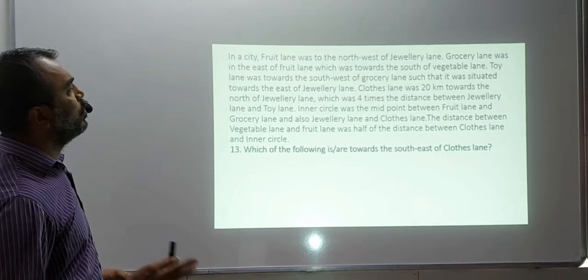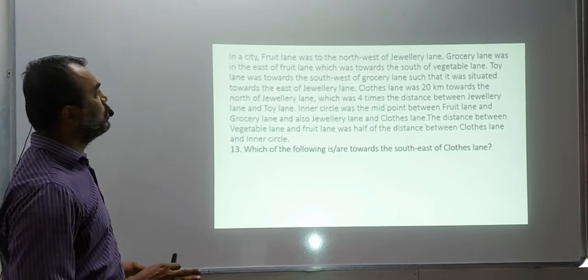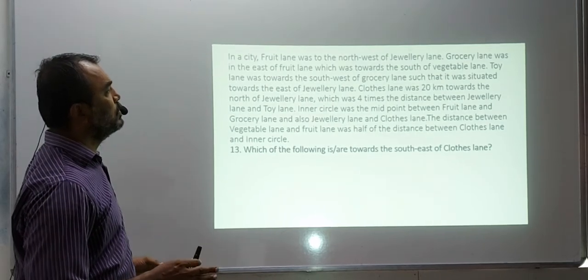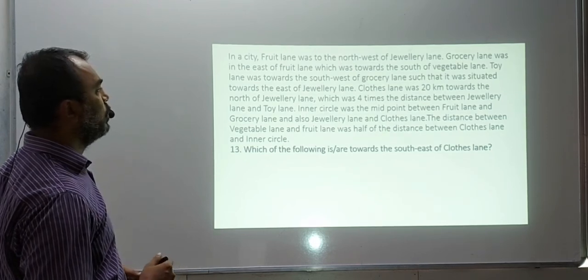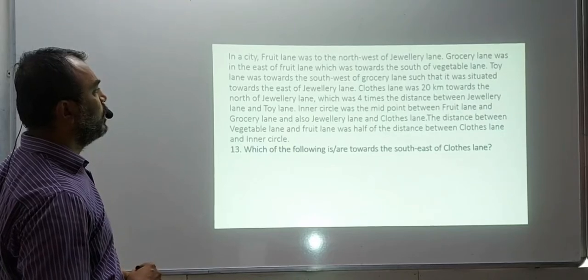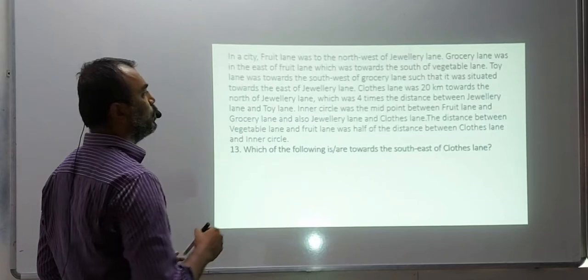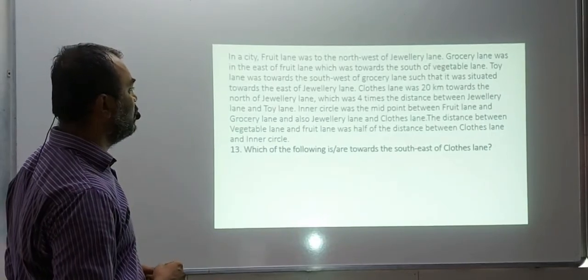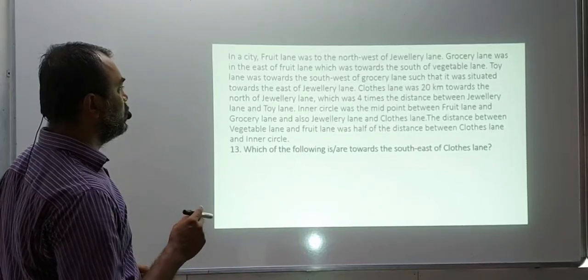Fruit Lane was to the northwest of Jewelry Lane, Grocery Lane to the east of Fruit Lane, Toy Lane towards the southwest. Where should we begin from? Now it is mentioned here somewhere that inner circle was the midpoint between Fruit Lane and Grocery Lane and also Jewelry Lane and Clothes Lane. So inner circle is the midpoint.